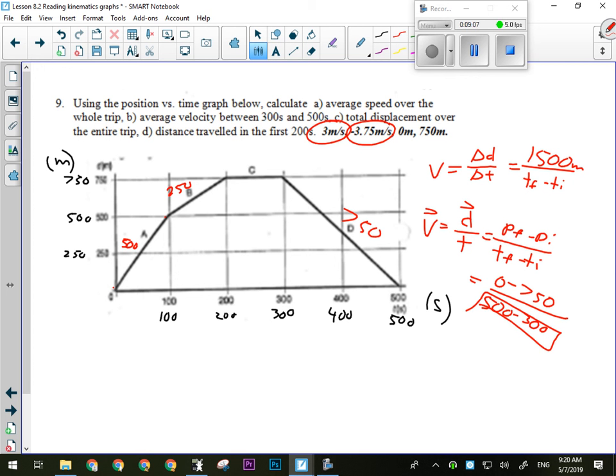Total displacement over the whole trip, 0. Why is it 0? Because my final position is 0 and my initial position is 0. Final minus initial, 0 minus 0 is still 0. And the distance traveled in the first 200 seconds. Well, I already calculated that, but I can do it again. I go from 0 to 750 in that first 200 seconds. So total distance traveled, 750 meters.